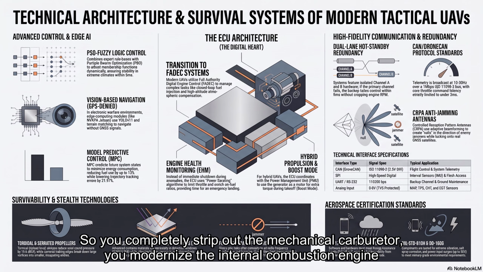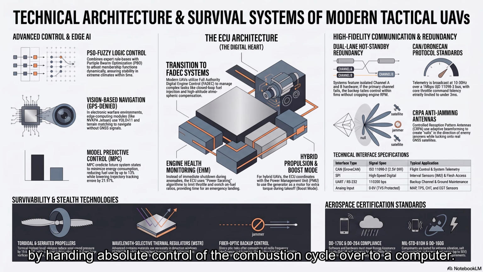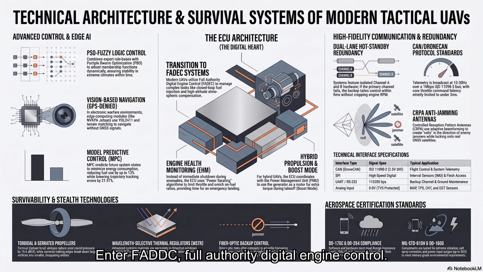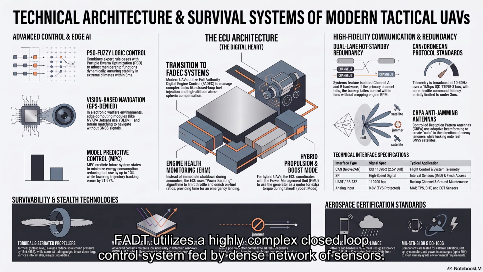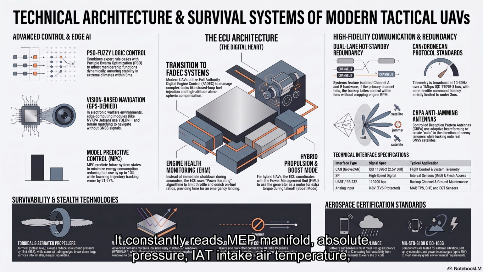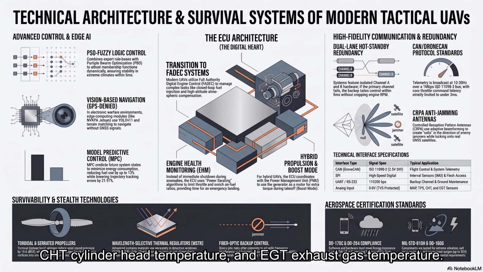So you completely strip out the mechanical carburetor, you modernize the internal combustion engine by handing absolute control of the combustion cycle over to a computer. Enter FADEC, full authority digital engine control. Full authority means exactly what it sounds like. There is no mechanical override. The computer has absolute power over the life and death of that engine. FADEC utilizes a highly complex closed-loop control system fed by a dense network of sensors. It constantly reads MAP, manifold absolute pressure, IAT, intake air temperature, CHT, cylinder head temperature, and EGT, exhaust gas temperature.